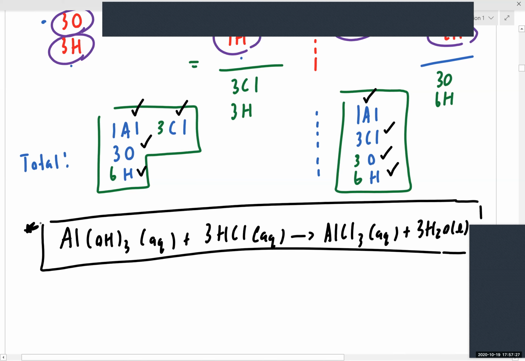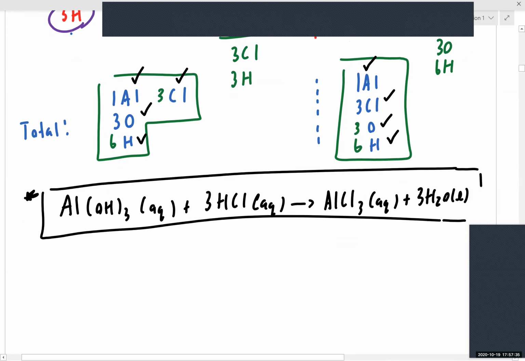Does this make sense to everyone? Does this process make sense? Is everyone comfortable with this example? Yes. Any questions, any concerns, any comments on this example?